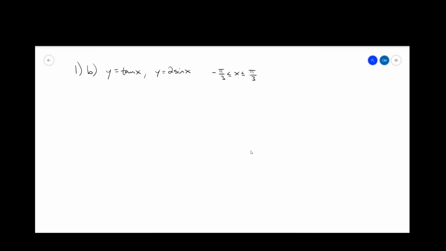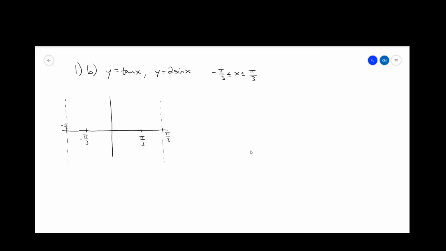Okay, so here I would probably want to recommend graphing these. Remember what the tangent function looks like and what the sine function looks like between -pi/3 and pi/3. And remember that the tangent function has a couple of asymptotes on it at negative pi over 2 and at positive pi over 2. But those are not on the region of interest here, but I just wanted you to remember that they do have those asymptotes there. So here and here.